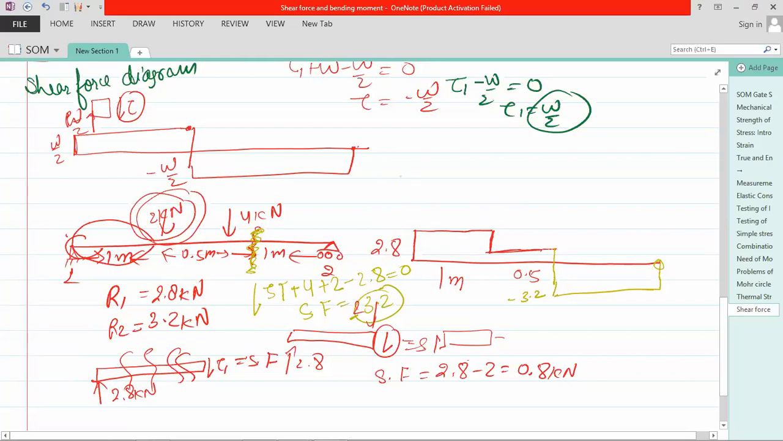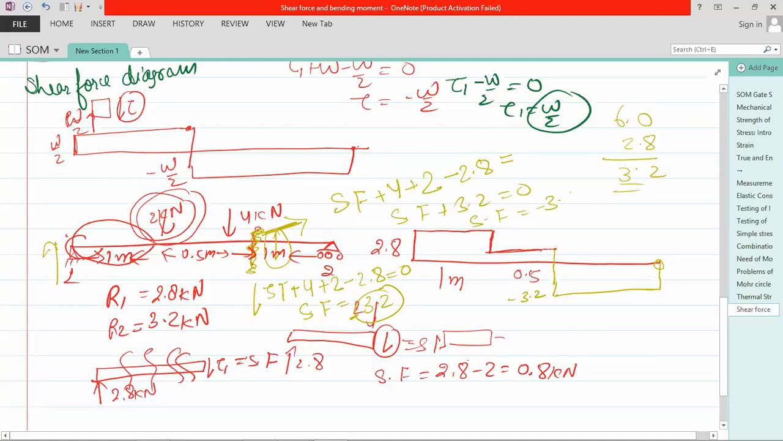Let me take an element here. You are seeing this point, okay? Now SF at this point is in negative direction. Take this direction as the direction of plus 4 kilonewton. That is also in negative y direction, plus 2 kilonewton, and minus 2.8. That is the reaction force that is coming. So that is equal to 4 plus 2, 6.0 minus 2.8, it is 3.2. Now SF plus 3.2 equals 0. SF is equal to minus 3.2.